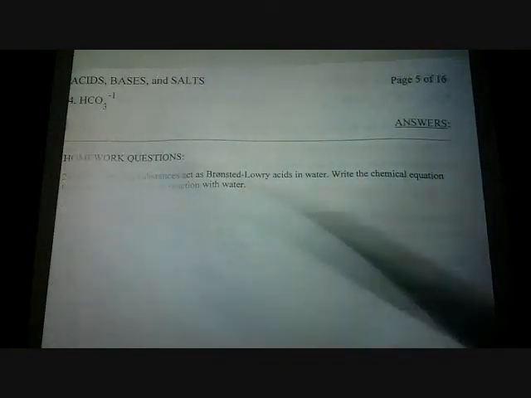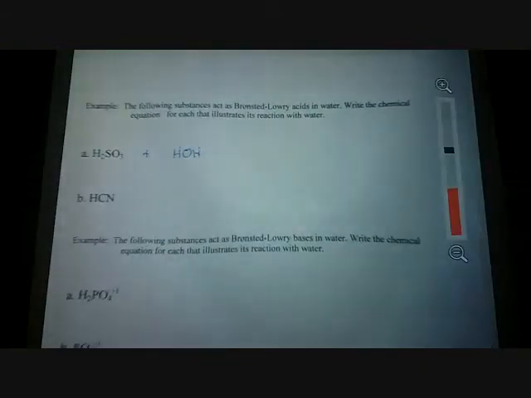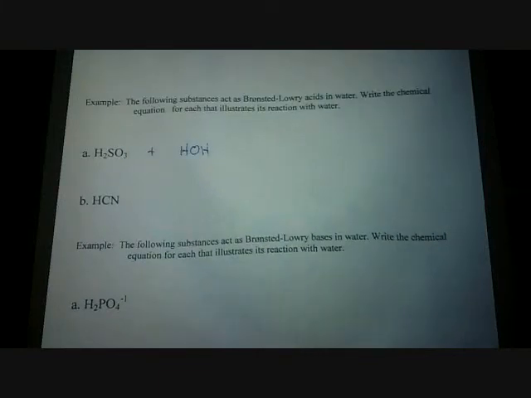You want to do a couple more examples? Let me do one more since I've got it here. And these are not in your notes, but if you want to write in the margins, that's fine. These first two are acting as acids in water. So H2SO3, that's sulfurous. You haven't learned that yet. You'll learn that next week.